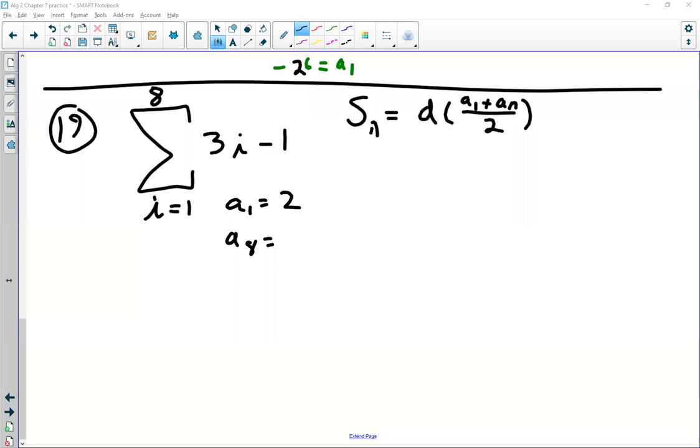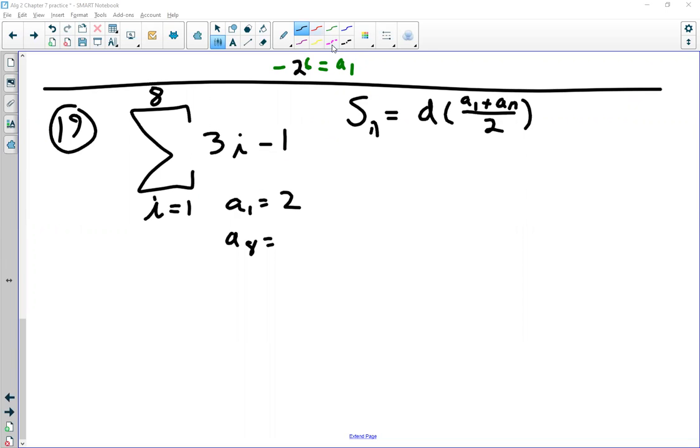Okay. So what we're going to do with this one, we started this last time. Because it is a sum notation, that means I'm going to add all the pieces. This over here is an arithmetic sum. So it's A1 to AN over 2 times D.